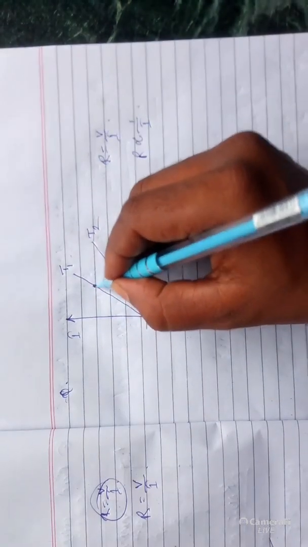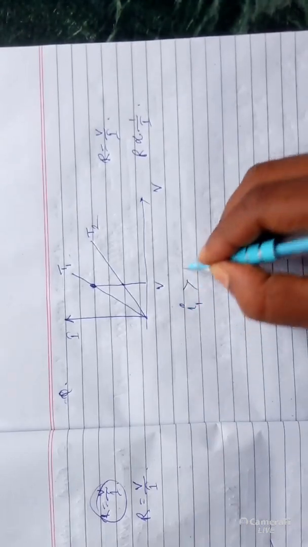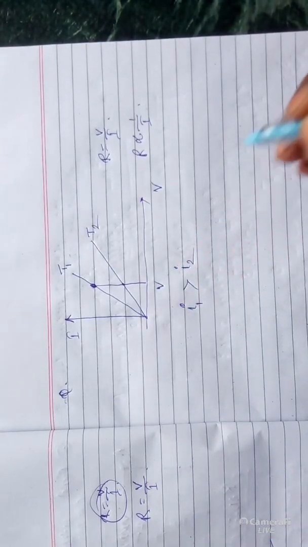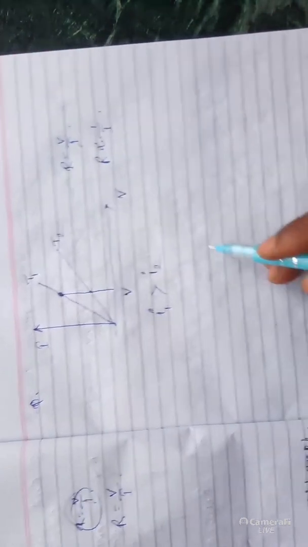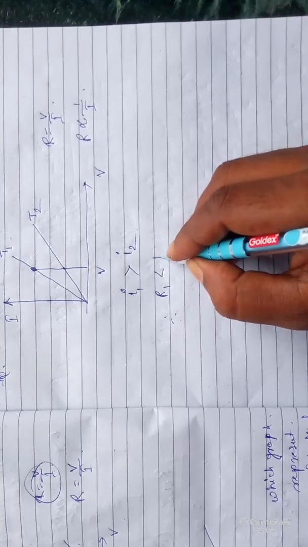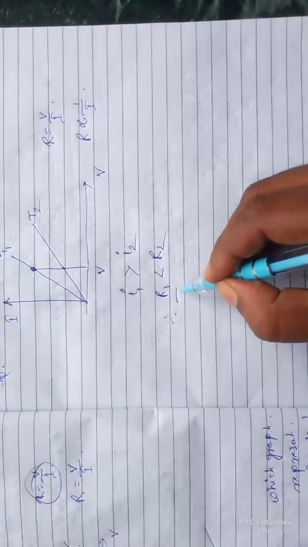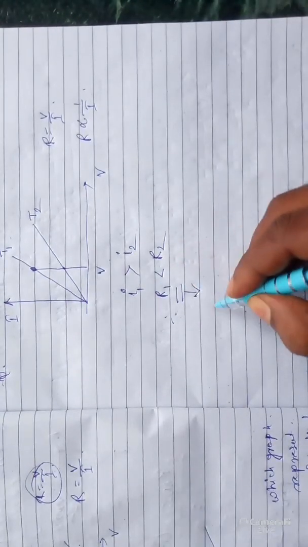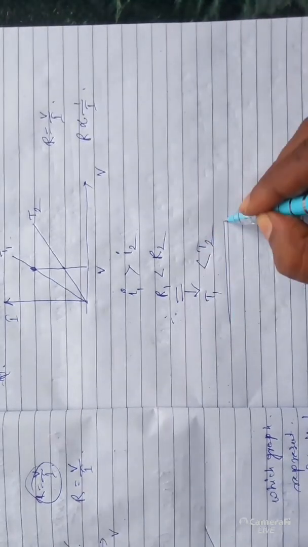Where the current is large, the current for that graph is large. That means I1 is greater than I2. If current is large, then resistance is less, therefore R1 is less than R2. Understood? R1 is less than R2. And as R1 is less, its corresponding temperature T1 is less than T2.